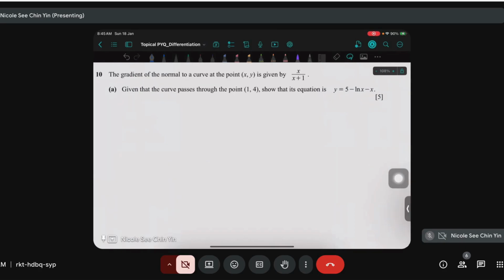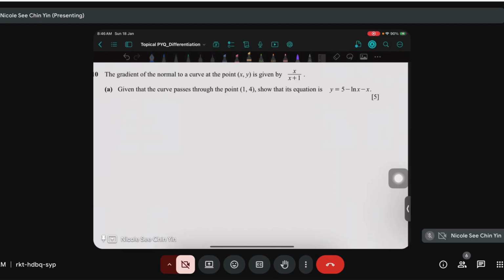Okay. This question actually involves integration. If I don't start with part A, maybe you can't do part B. So I will start a little bit of integration. What does the question say? You just bear in mind, later I will explain the rules. The gradient of the normal of the curve is given by x over x plus 1. What does it mean? That means the gradient of the normal, that is the gradient of your reciprocal, equals x over x plus 1.